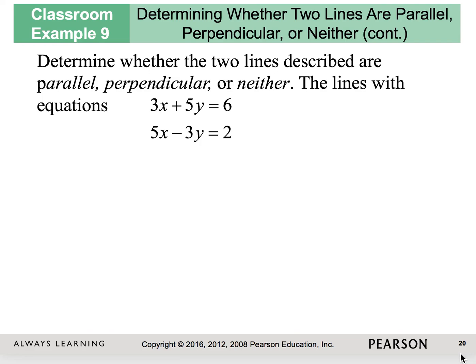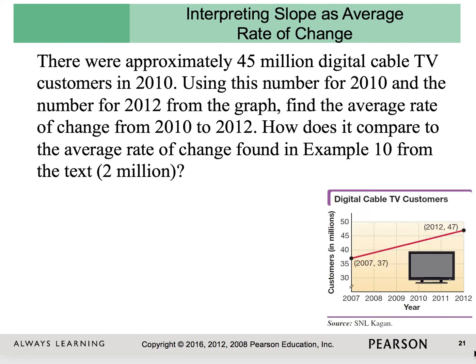One more. Woohoo, word problem, right? Okay. There were approximately 45 million digital cable TV customers in 2010. Using this number for 2010 and the number for 2012 from the graph, okay, so here's our graph, how does it compare to the average rate of change found in example 10 from the text? Well, we're not going to be able to compare that, but let's just find the average rate of change.